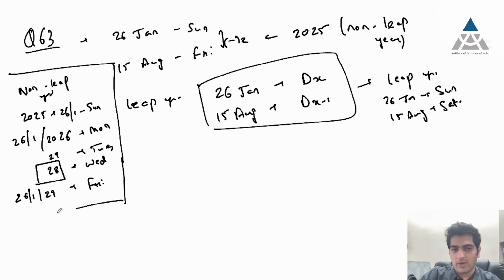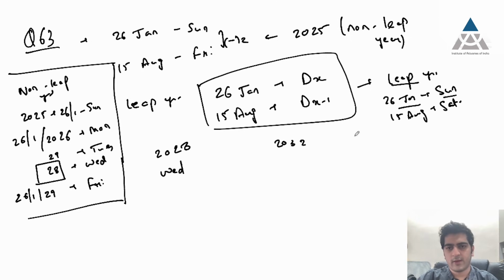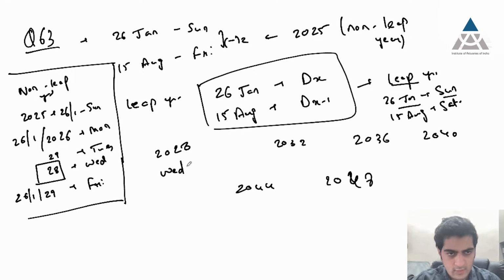And with this knowledge, now we want to find out a leap year where 26 Jan falls on a Sunday. So as you can see, in 2028, we have a Wednesday. The next leap year is obviously 2032, 2036, 2040, 2044, 2048. Let's first try and find for these. So you have Wednesday, then 29 is Friday, Saturday, Sunday, and this will fall on a Monday.